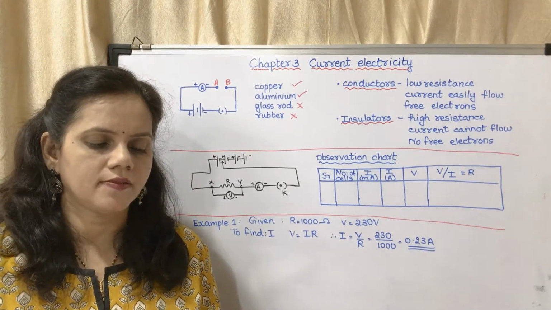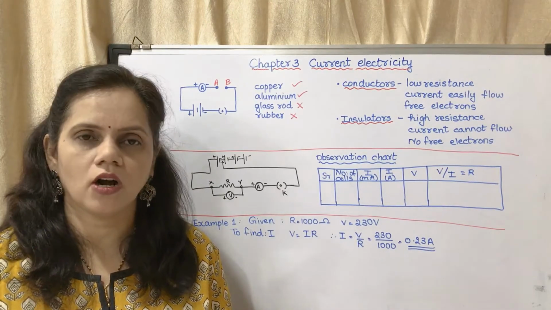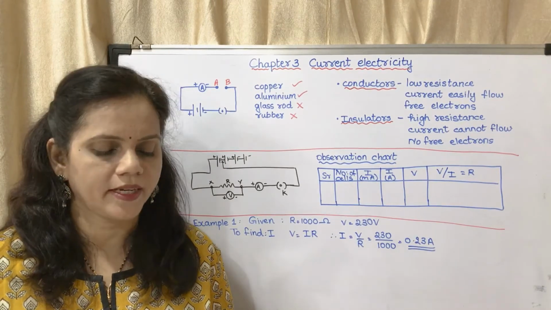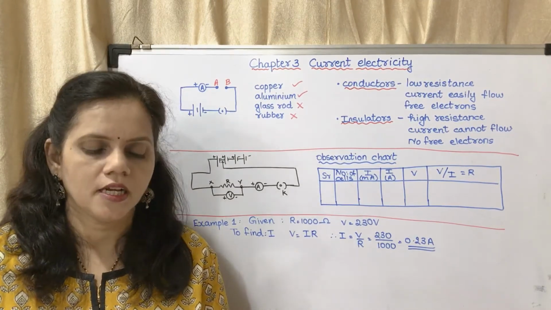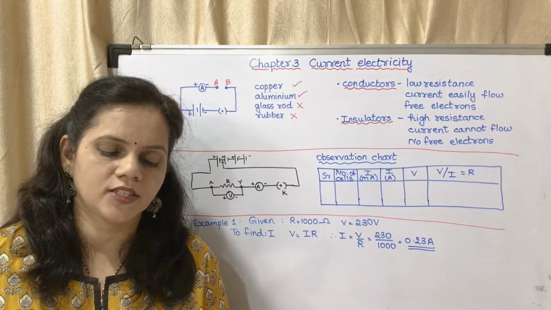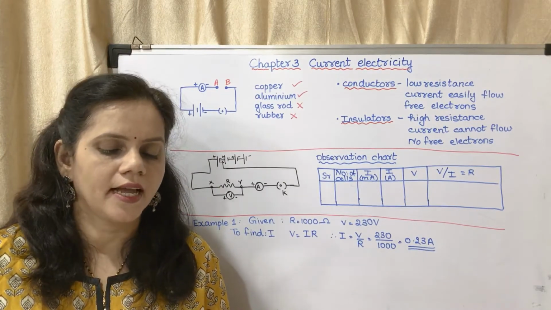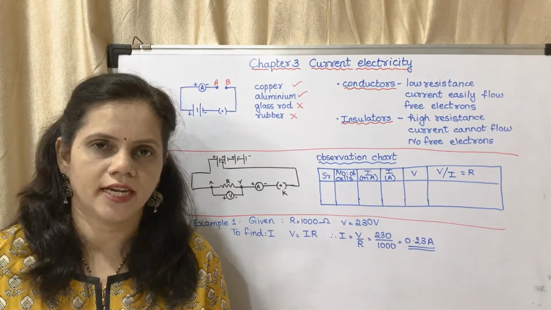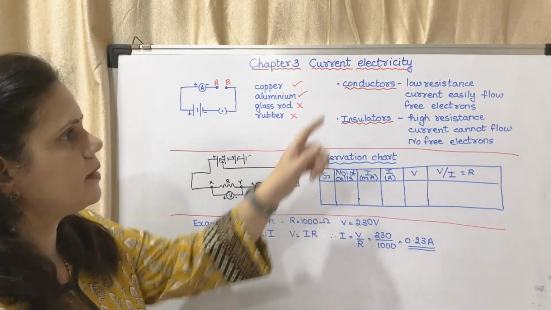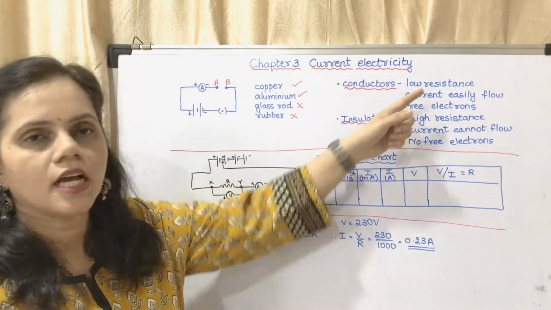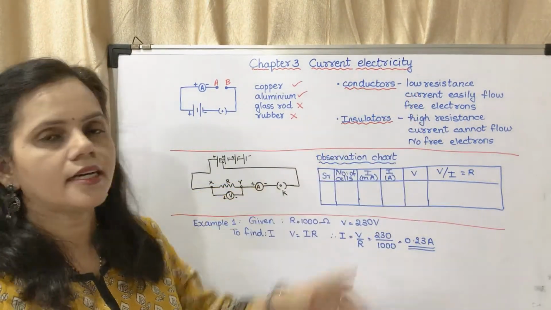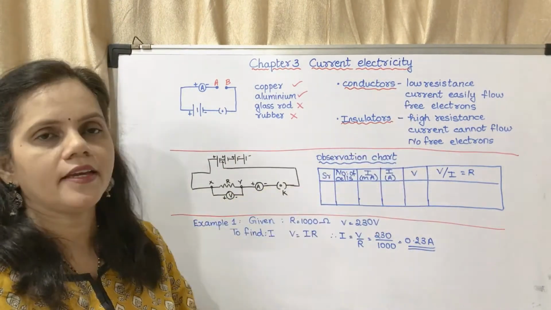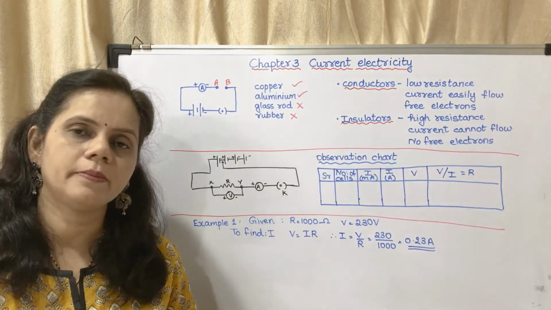Those substances which have very low resistance are called conductors. Current can flow easily through such materials. Insulators: those substances which have extremely high resistance and through which current cannot flow are called insulators. Okay, so I have written here, conductors have low resistance and current easily flows through those wires and they have free electrons. You have to remember this point.